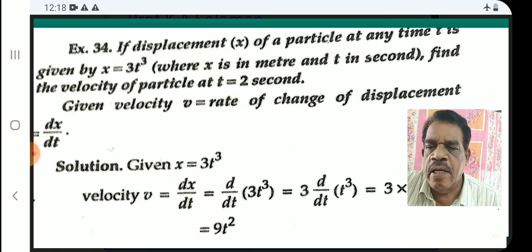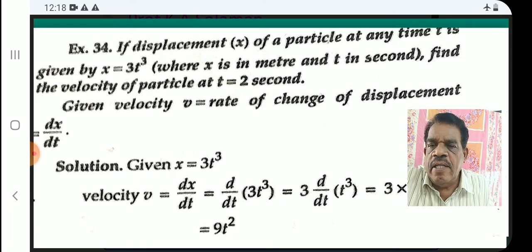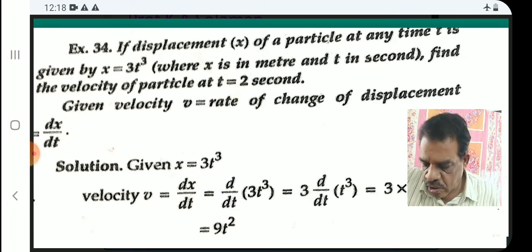And here there is a problem based on differentiation. The formula corresponding to this we have studied in the previous class, and you see the problem.